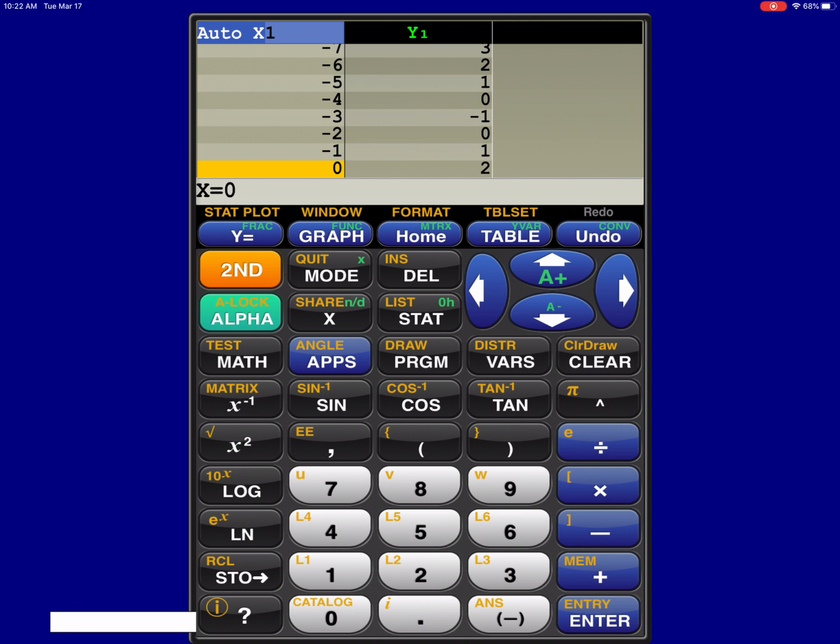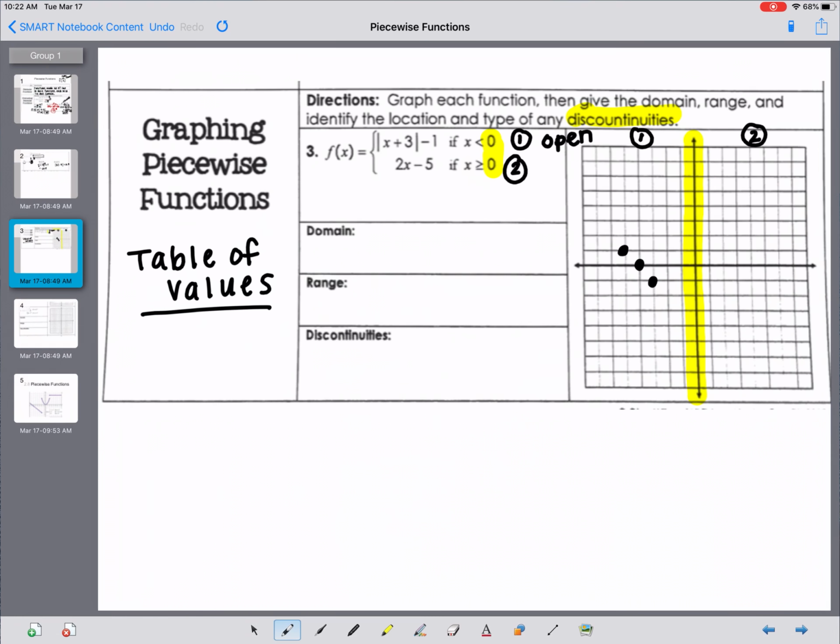-2, 0, -1, 1. And then 0 should be at 2. Because that does not include 0 in my domain, I'm going to have an open circle here. That's why we're including it. It's going up into that value of 0, not including 0.